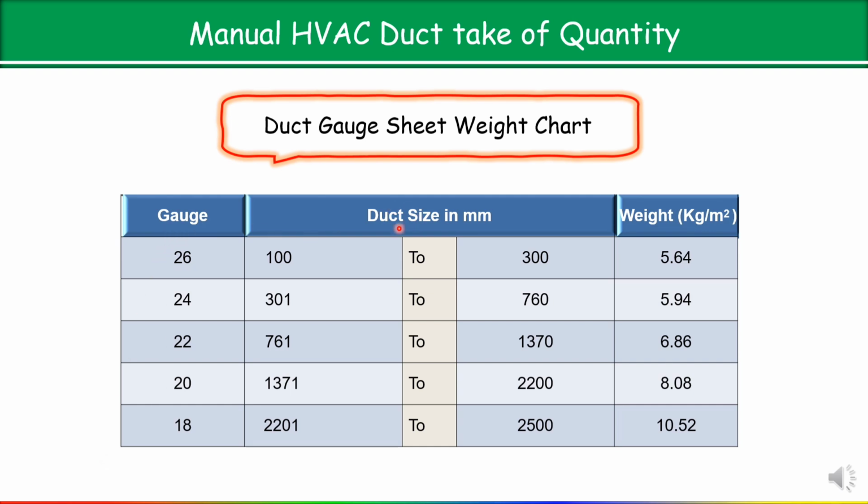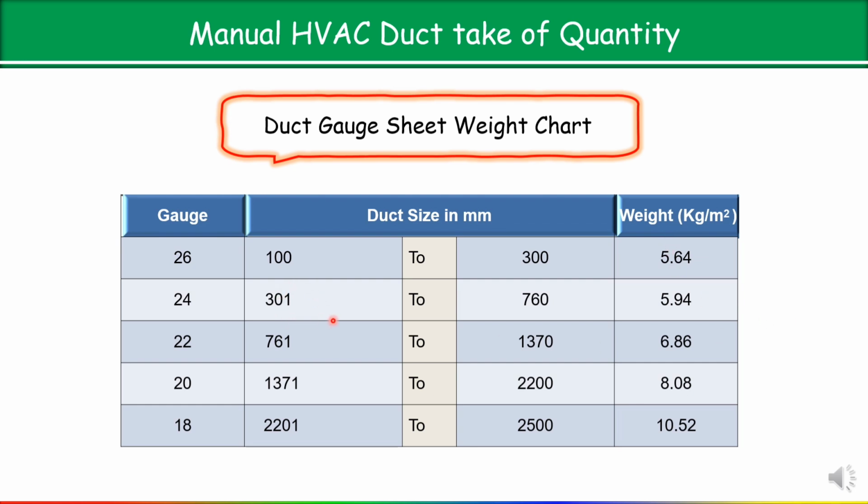Based on your duct size, if your duct width is between 100 to 300, the gauge of the sheet is 26 and the weight is 5.64 kg per square meter. So if you know the weight in kg per square meter and the total duct length, you can easily calculate the total weight. I will explain that here.